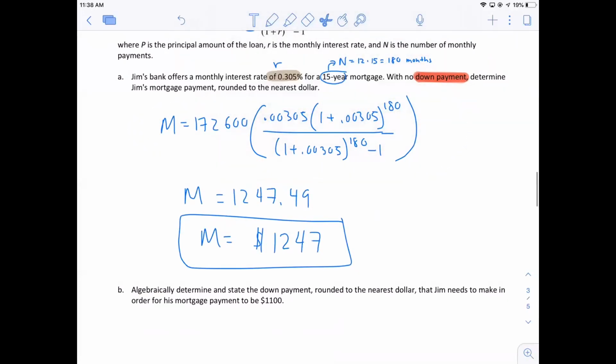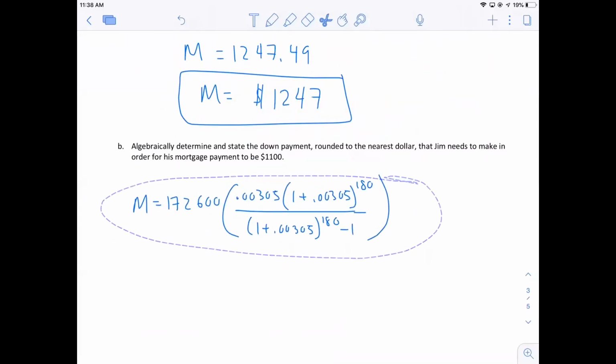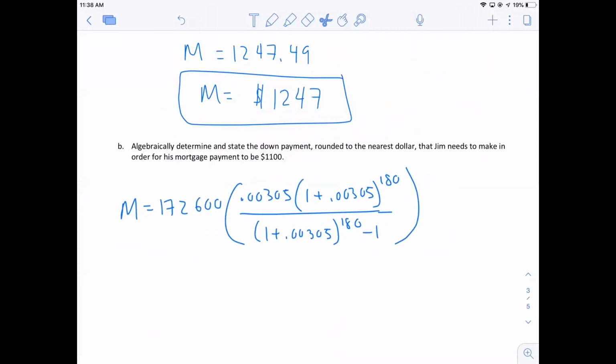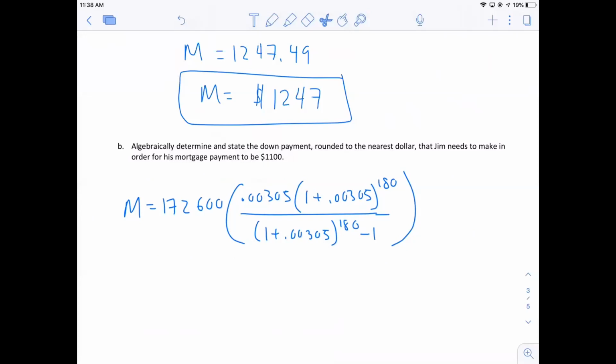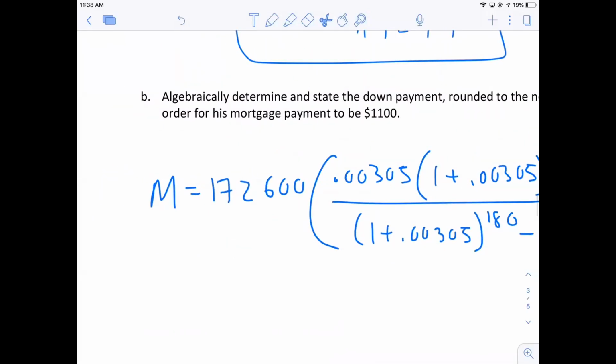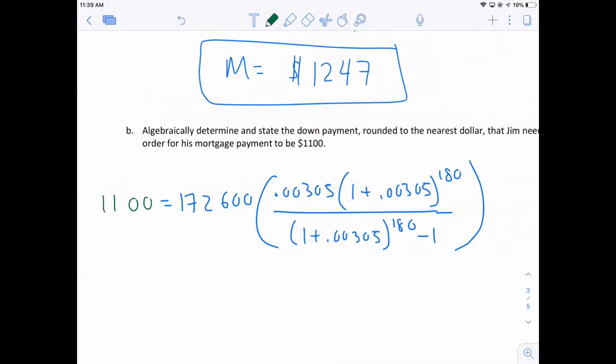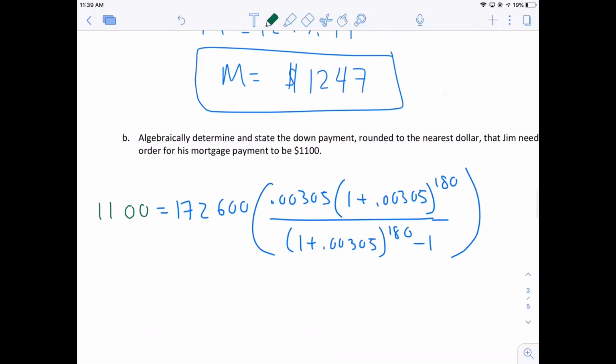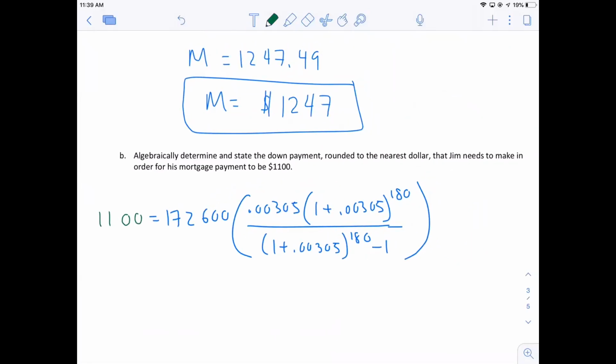So this time in this problem, he doesn't want to pay $1,247 a month. He thinks that's too much. So he wants to make monthly mortgage payments of $1,100. So this M here is going to be $1,100. And now we want to solve for the down payment, but there is no variable in this equation anymore, right? So where is the down payment going to go?